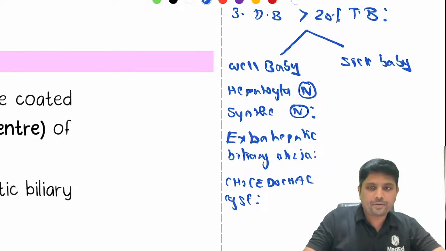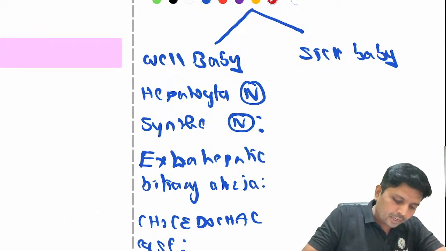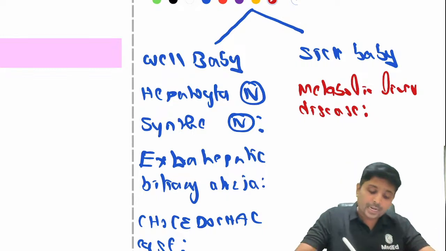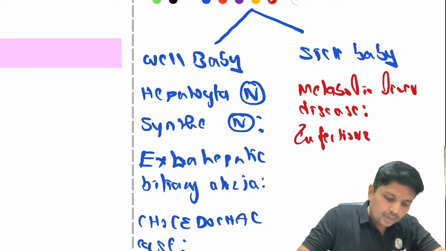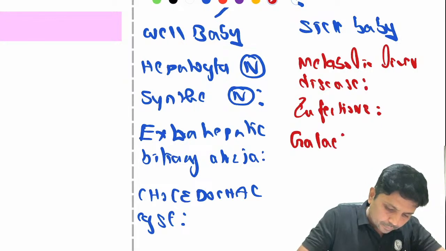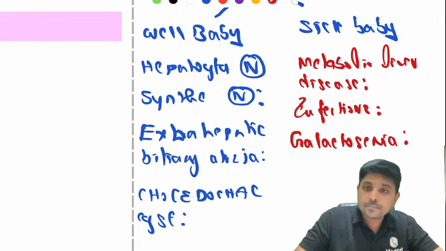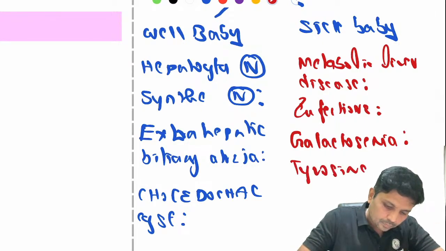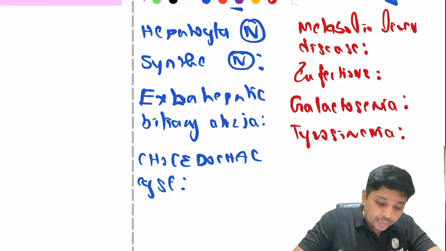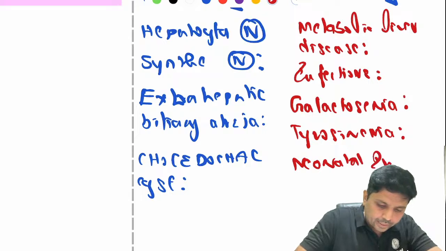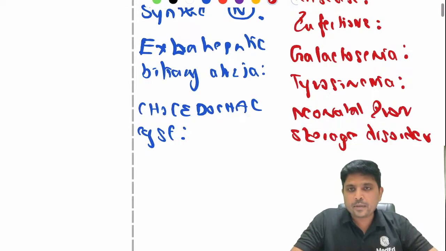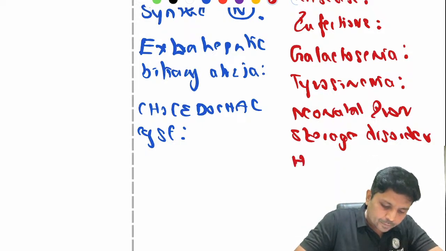When it happens in a sick baby, it can usually be metabolic liver disease or infections. What are the metabolic liver diseases that can present in a newborn as neonatal cholestasis? One, galactosemia. Second, tyrosinemia. Third, neonatal iron storage disorder, which is nothing but hereditary hemochromatosis. Or it can be due to infections, particularly herpes.